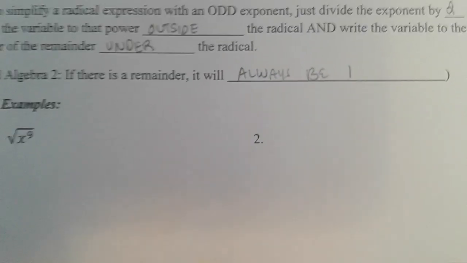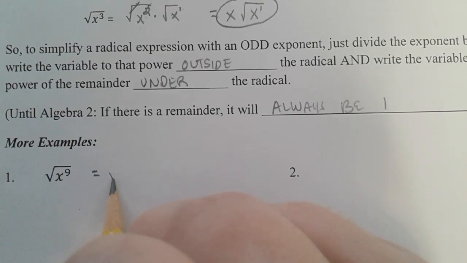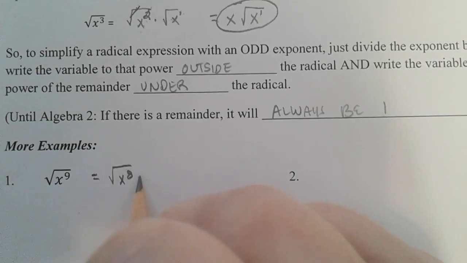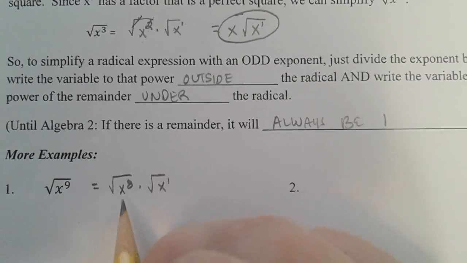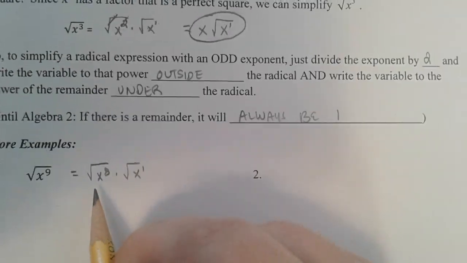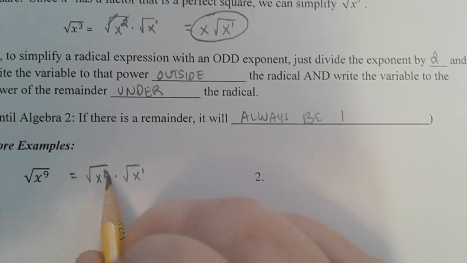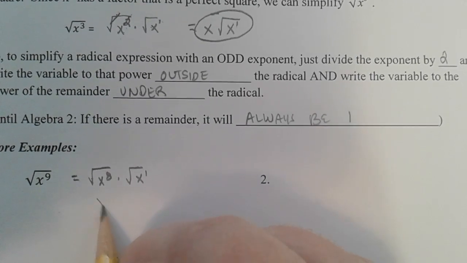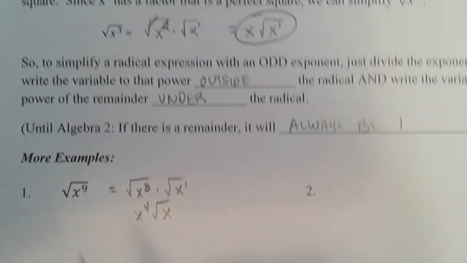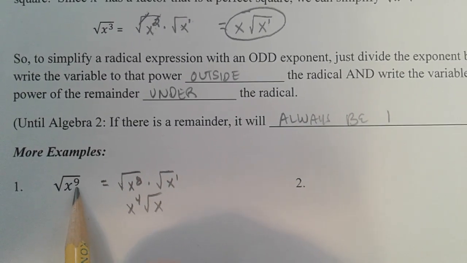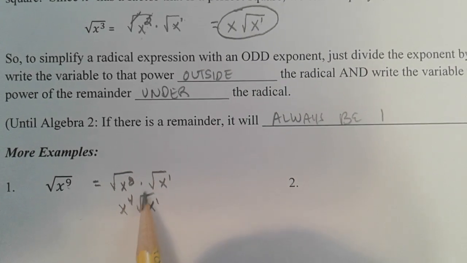So let's go through 2 quick examples. We've got x to the 9th. If I wanted to break that down, I could say that's the square root of x to the 8th times the square root of x to the 1st. Taking the square root, I can do 8 divided by 2 is 4, and x to the first. So the shortcut is just divide this by 2. 9 divided by 2 is 4, and there's a remainder of 1.